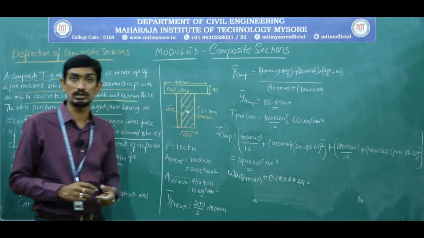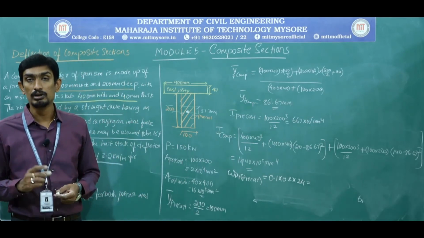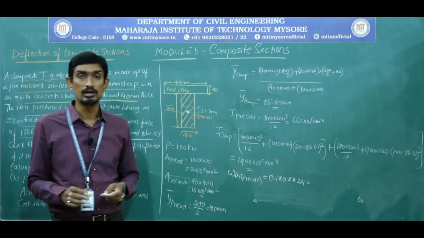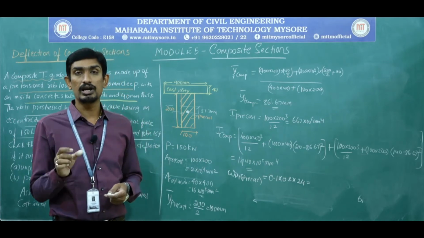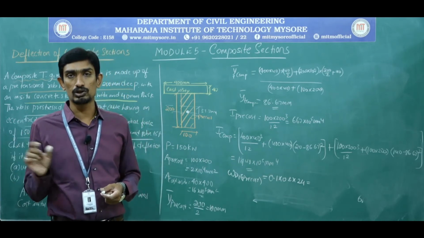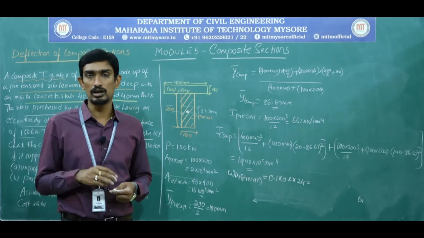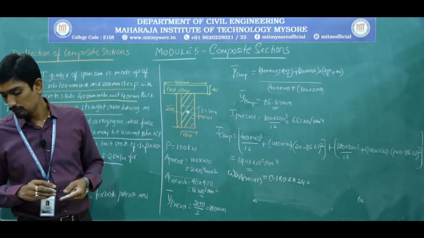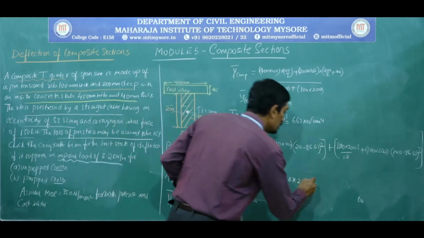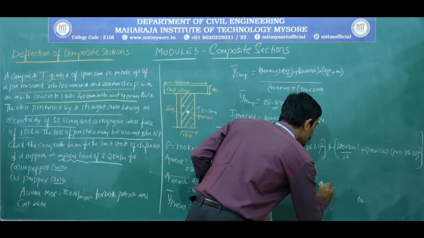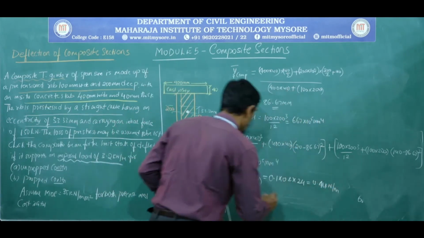Because in the last session which was discussed, in the problem they had specifically given the self weight of precast is so and so, self weight of cast in situ slab is so and so. So you need to be very careful. Now it will be 0.48 kilonewton per meter.